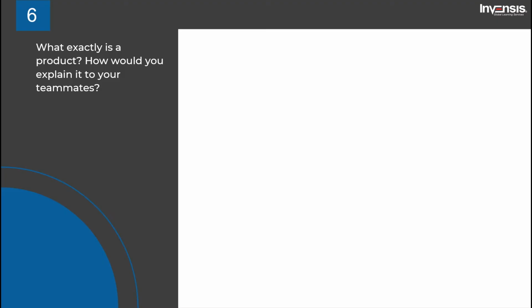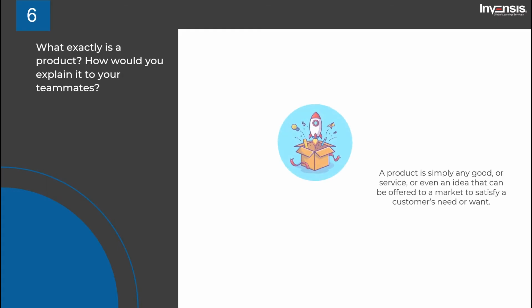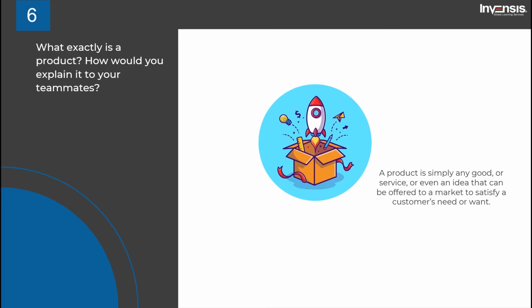The next question is, what exactly is a product? Don't you think as a product owner you should know what a product is, and more importantly you should know how to explain it to others? So, a product is simply any item, or service, or even an idea that can be offered to a market to satisfy a customer's need or want.